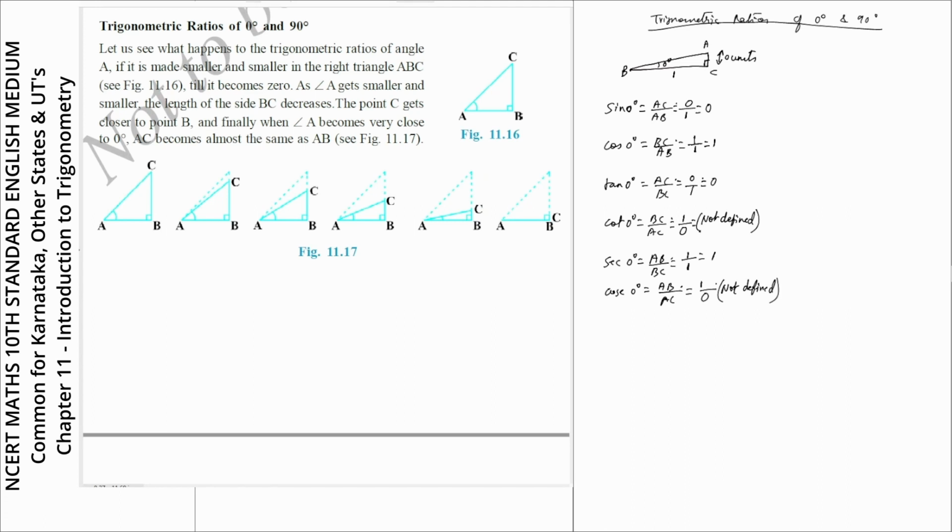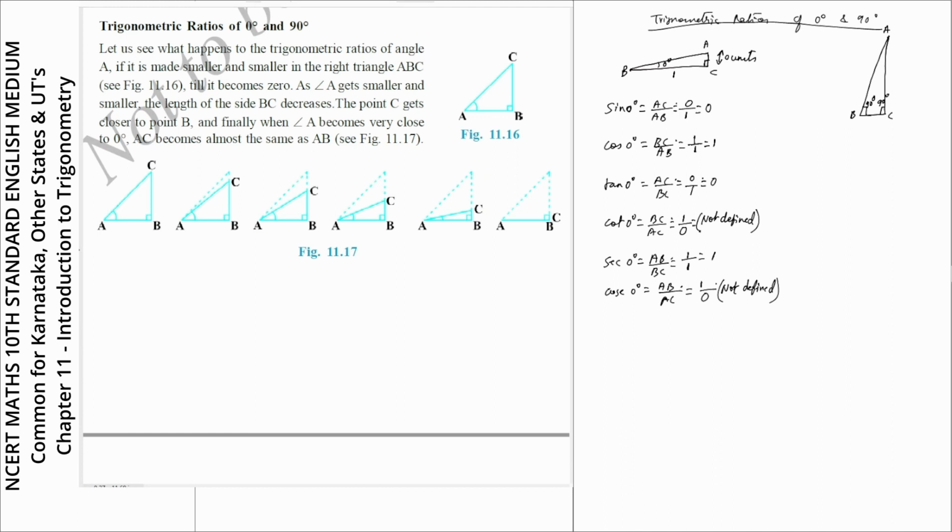Now let us compute what are the trigonometric ratios of 90 degree. Now consider one triangle, okay, ABC. So angle C is 90 degree, and let angle B be so large that it is almost equal to 90 degree. Now like this, okay, it's something like 89 point something like that. Okay, we can approximate to 90. Approximate angle B is 90 degree.